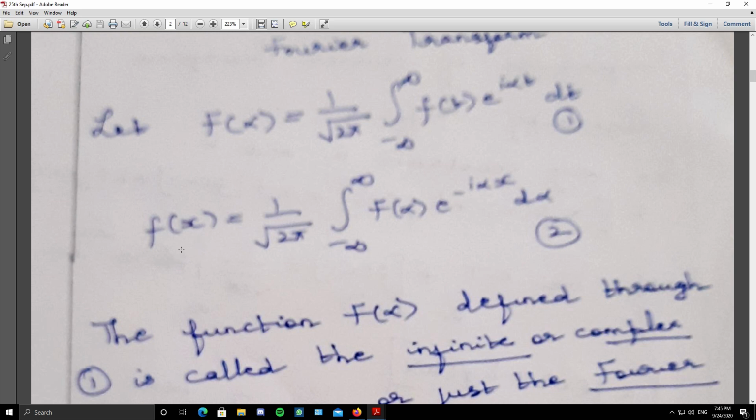What is the inverse Fourier transform? f of x equals 1 by root of 2 pi integral minus infinity to infinity F of alpha e power minus i alpha x d alpha. Learn these two formulas by heart. Your syllabus starts with the first expression, F of alpha equals 1 by root of 2 pi integral minus infinity to infinity f of t e power i alpha t dt, called the Fourier transform. The second expression, f of x equals 1 by root of 2 pi integral minus infinity to infinity F of alpha e power minus i alpha x d alpha, is called the inverse Fourier transform. So learn these two by heart.